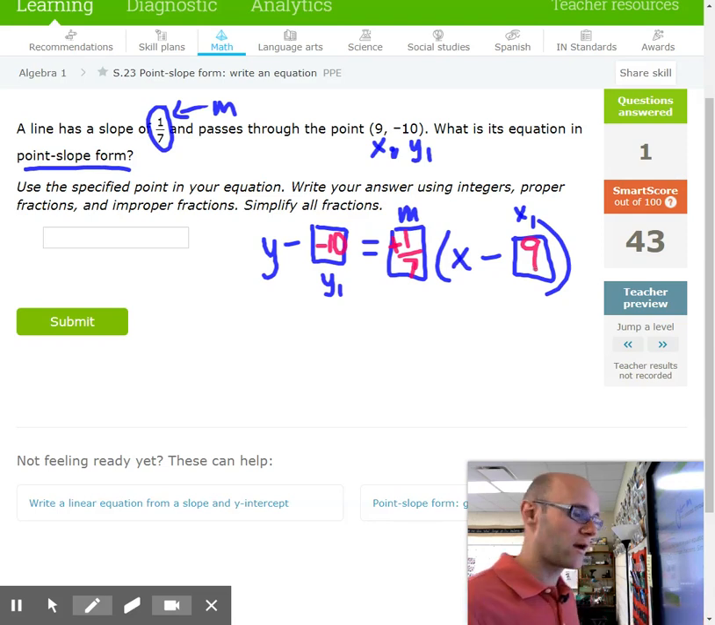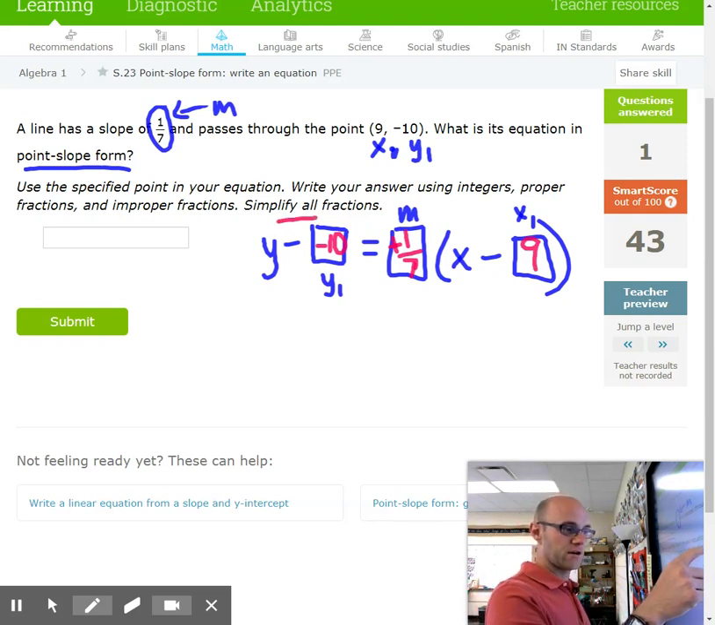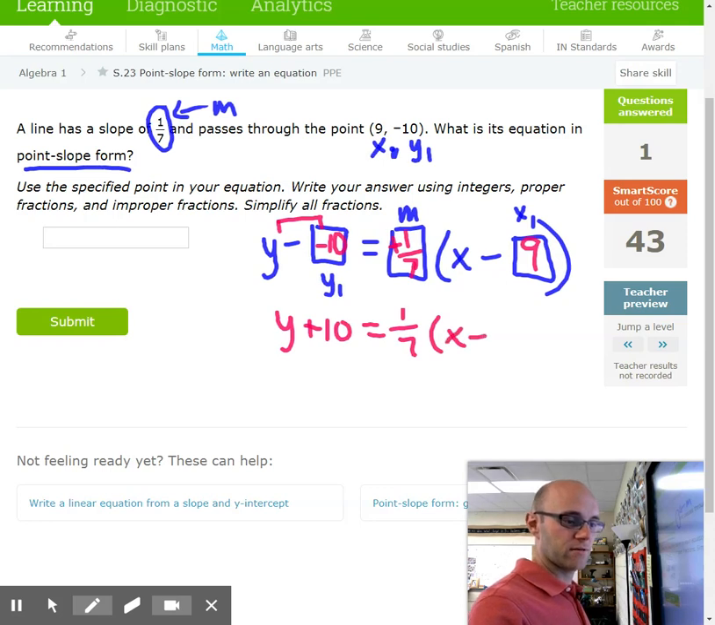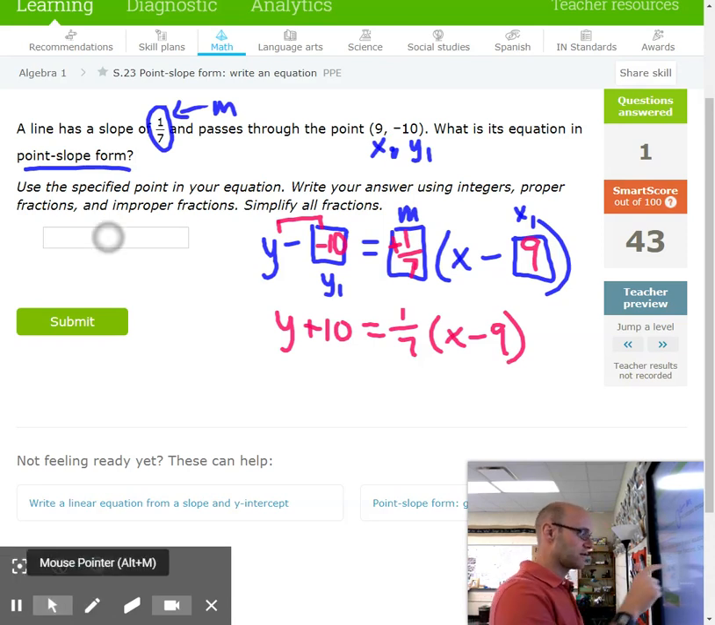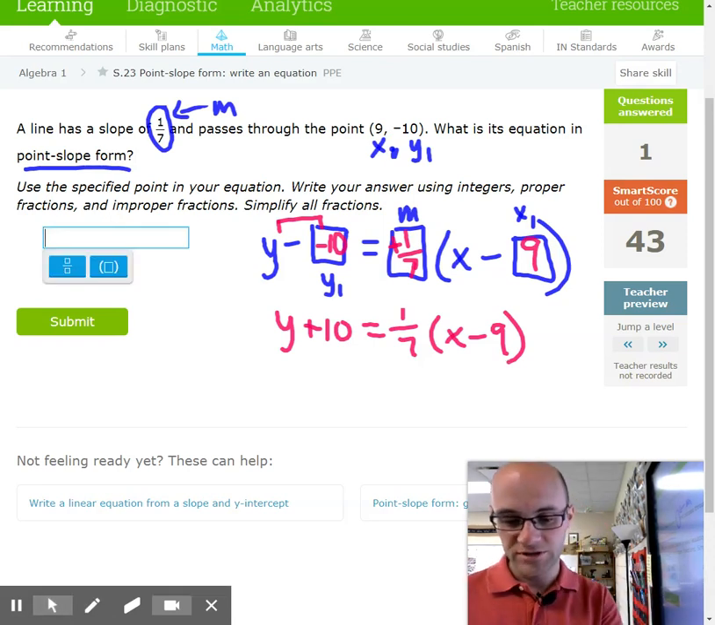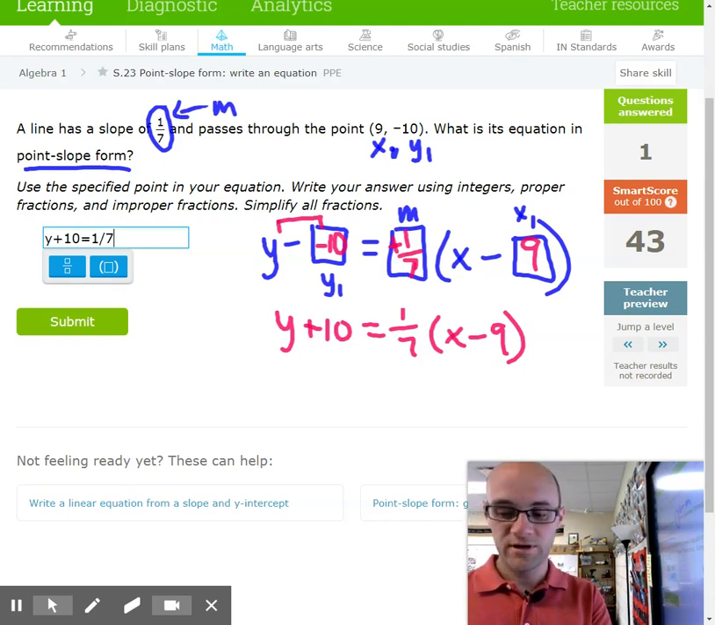And any simplifying we might do, let's see. I do see right here we have minus and negative, so we could go ahead and make that y plus 10. So here's our final equation. It doesn't seem that we need to distribute it or solve for y or anything, so that'll be our final answer. Let's try typing that in and make sure we're understanding this. y plus 10 is equal to 1 divided by 7 times parentheses x minus 9.